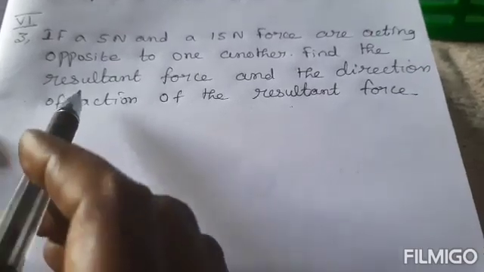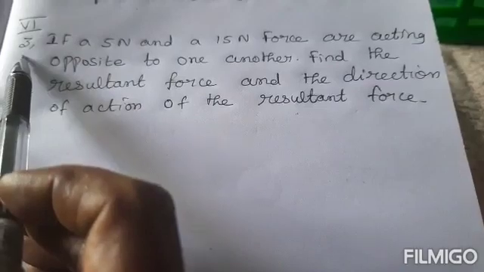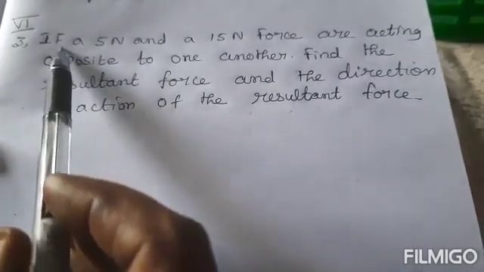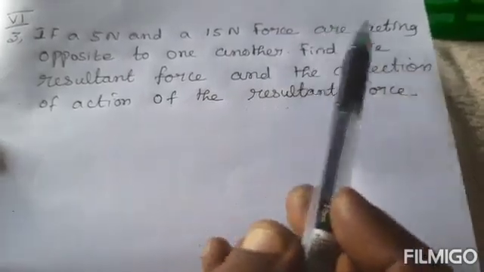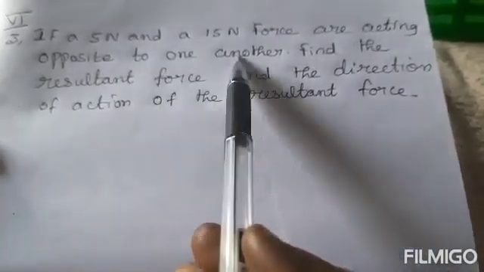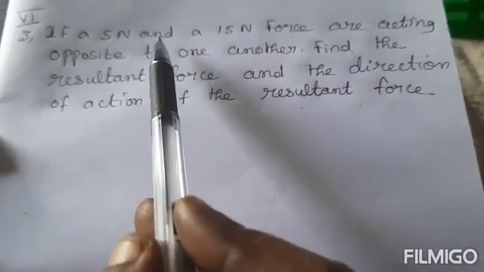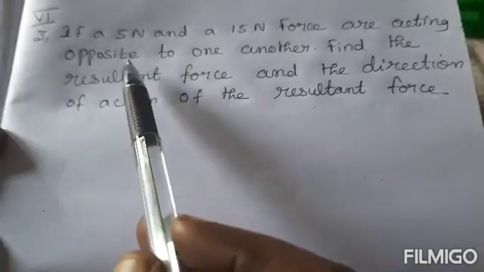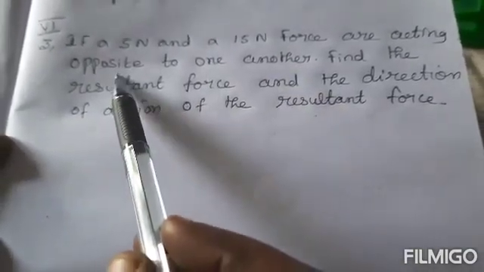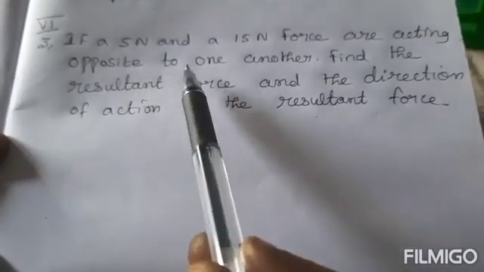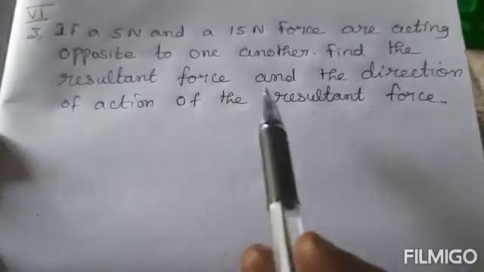Look at this problem. For you, book back question, Exercise 6, question number 3. Now listen all of you. If a 5 Newton and a 15 Newton force are acting opposite to one another, find the resultant force. Opposite direction means what's the formula? F1 minus F2. All of you know. Same direction means you have to add F1 plus F2. Here we are given opposite direction, so you have to subtract. Resultant force you have to find out.